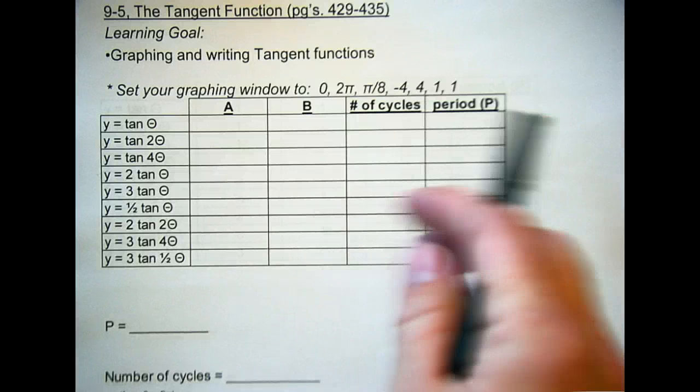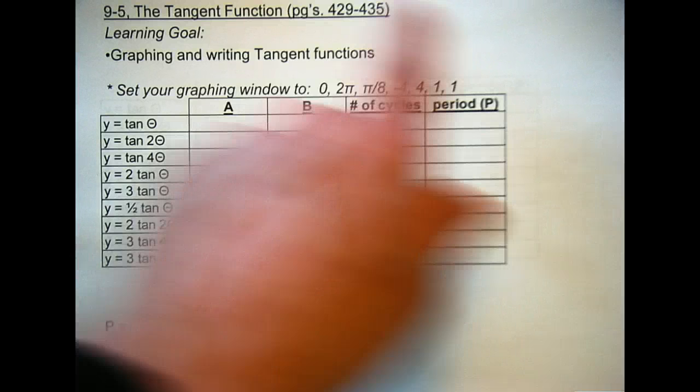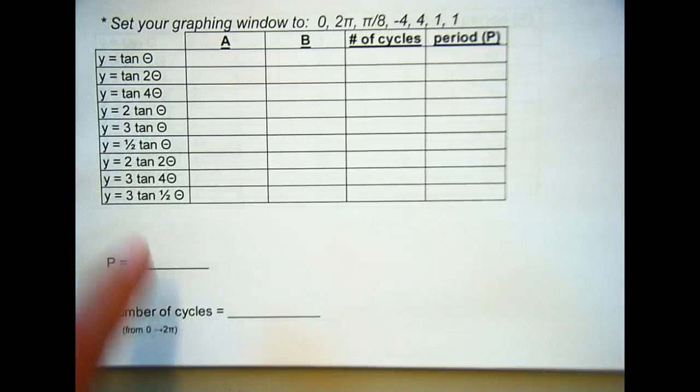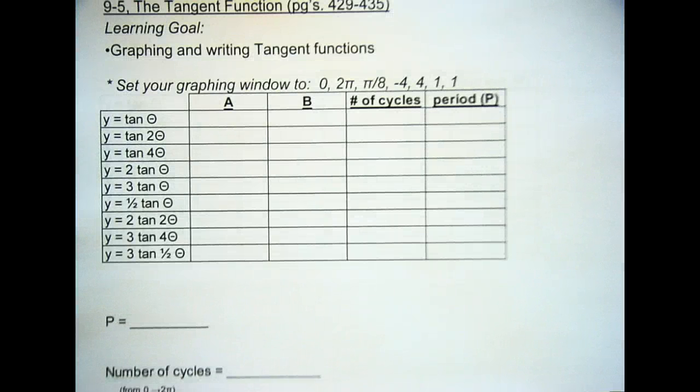But I'm going to let you figure that out, and then I need to know, in general, how do we find the period? Some of you aren't paying attention. I've lost you already. In general, once you get all this filled in, how do we find the period? What's the formula for the period of a tangent? It's not 2 pi over b. That's why we're doing this. Otherwise, I'd just say it's the same thing as sine and cosine. And then the number of cycles from 0 to 2 pi. What's the formula for that? It is not b, like sine and cosine.